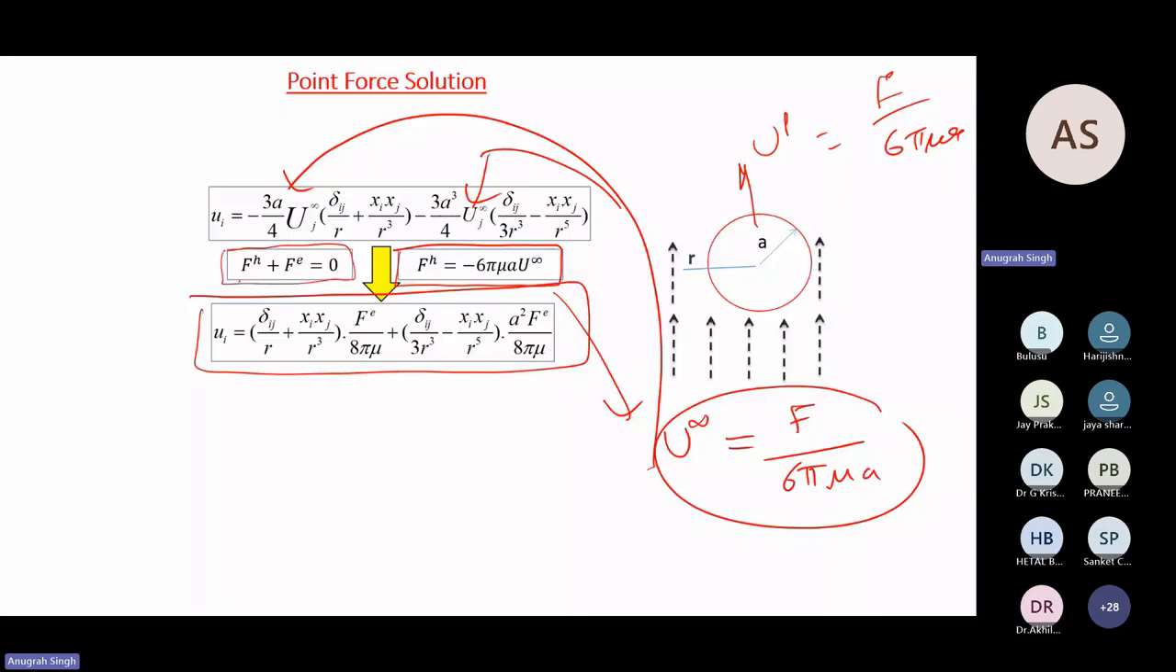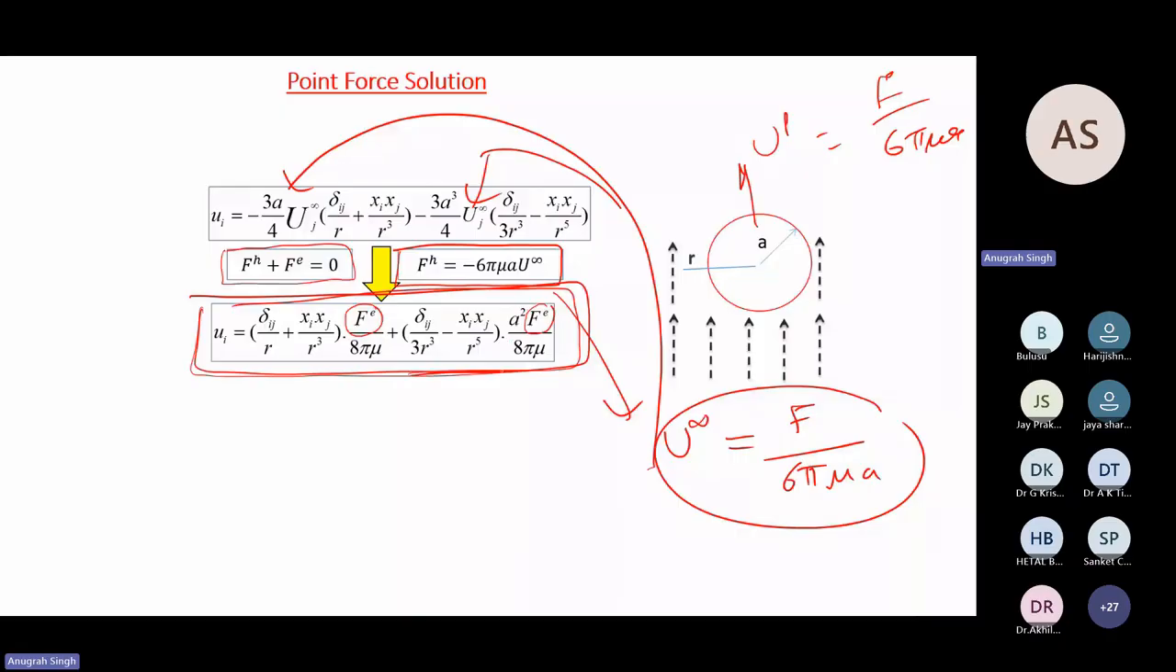Now, in this velocity field, if you substitute this, what does it become? It says that if you know the force field which you have applied, let's say a point force, then the velocity field is this. Now A square is there. But if A square goes to 0, that means the particles are very tiny. Then what will happen? The whole second term goes to 0.